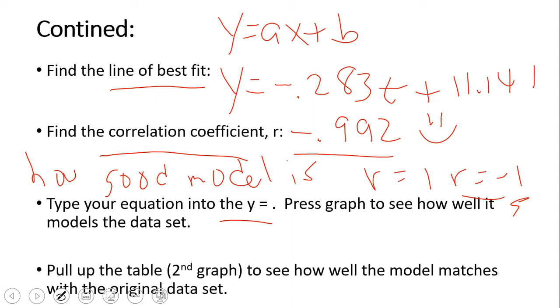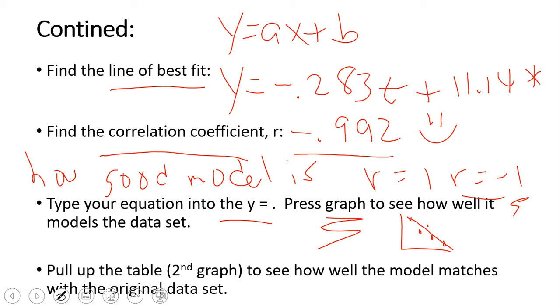In order to see how good your model actually is, go to the y equals on your calculator. Type in this line of best fit, negative 0.283, you're going to use x, plus 11.14. If you then go back to graph, it is going to show you not only those original data points, but now it's going to show you your line through those data points. And you should see that it actually looks quite good. It goes through a few of the points exactly, and the rest are very, very close. The fact that all those points are close to the line, that's because our r value is so high, which means our line is very good.